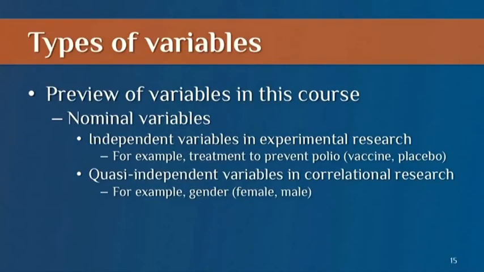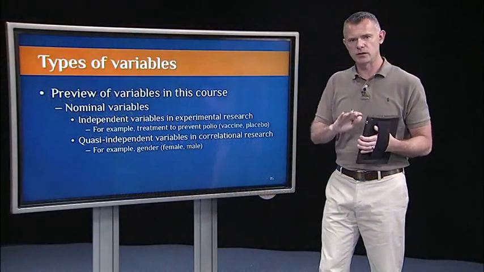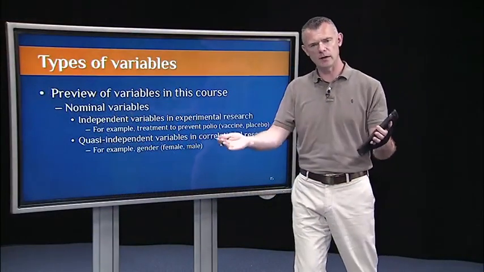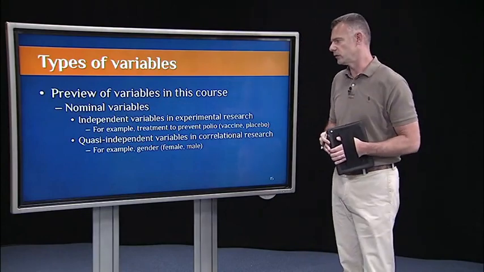Like the memory training experiment. They either got training or they didn't get training. That's just a nominal variable. Subjects are randomly assigned to one of those two conditions.